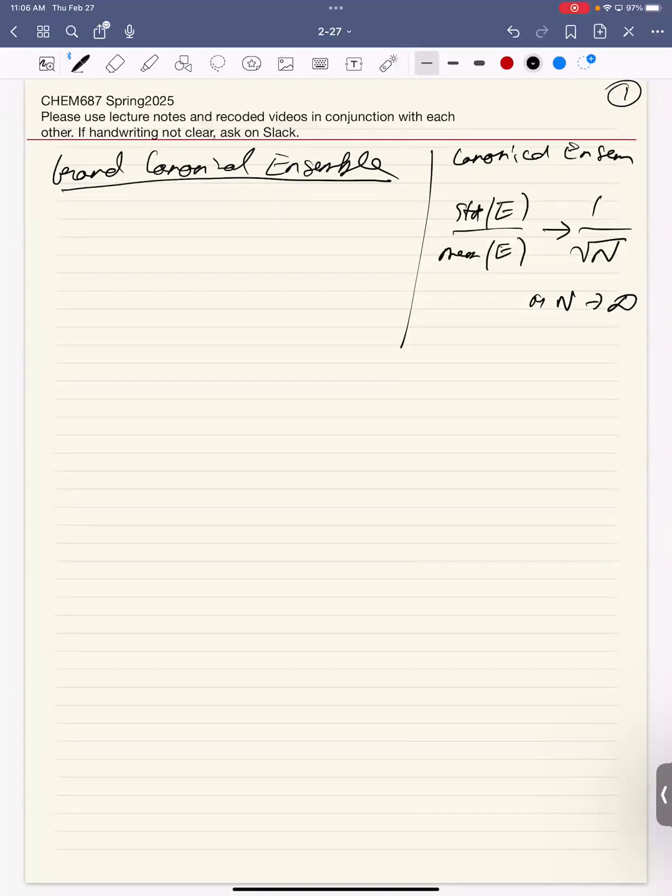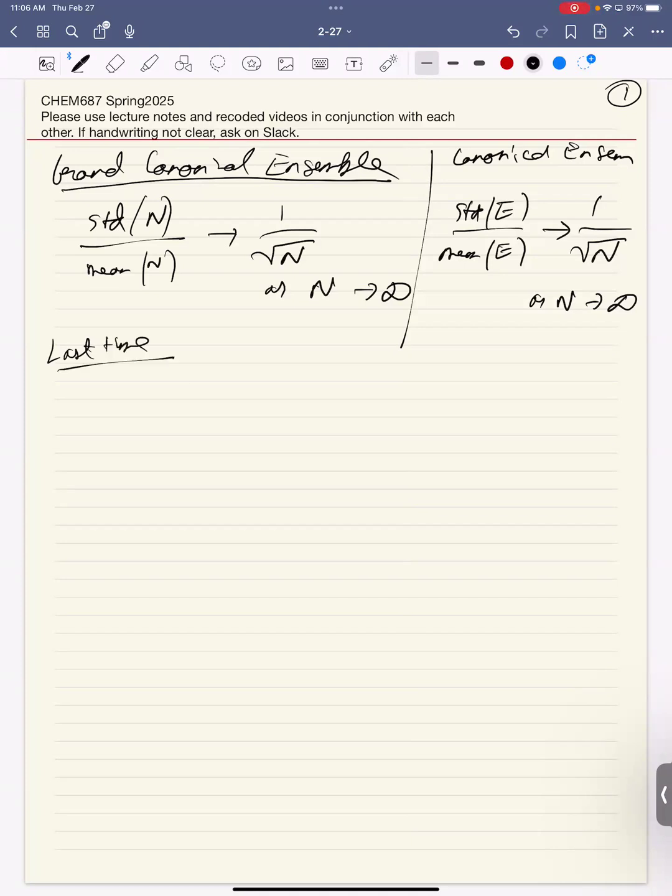Today we are going to show that for a grand canonical ensemble, the standard deviation of N divided by the mean of N also goes as 1 over square root of N as N tends to infinity. Last time we showed that the average of N in the grand canonical ensemble is 1 over beta times the partial of ln Z, where Z is a function of mu, V, T, with respect to mu at constant V and T, or constant V and beta.